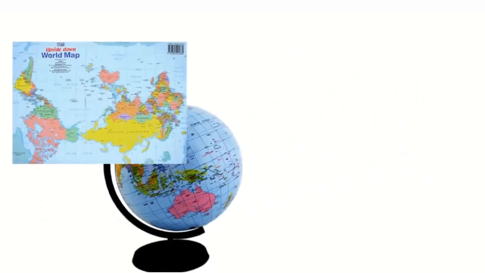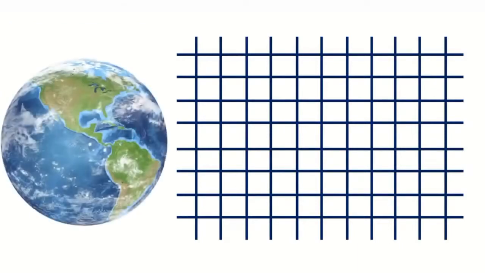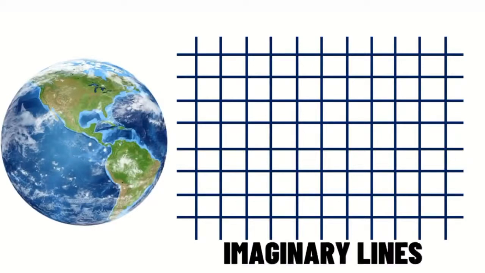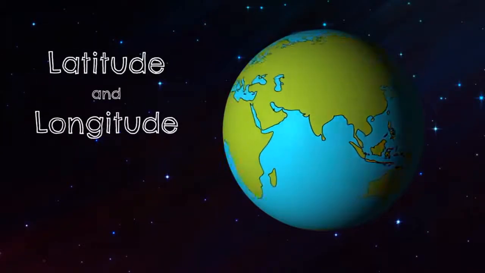Very good. The map and the globe have horizontal and vertical lines which intersect with each other. We cannot really see these lines on the surface of the Earth. Hence, they are called imaginary lines. These lines are very important in locating different places on Earth. These imaginary lines are called latitude and longitude.